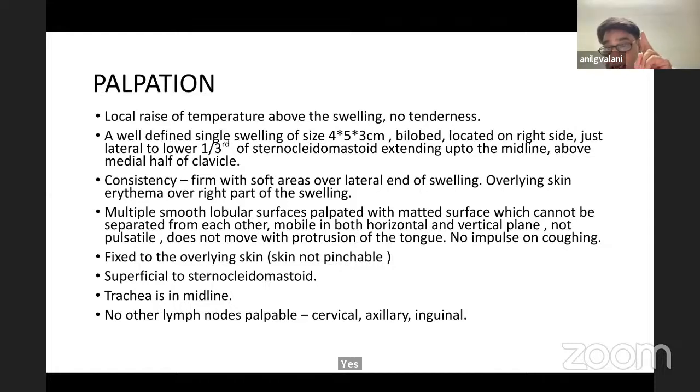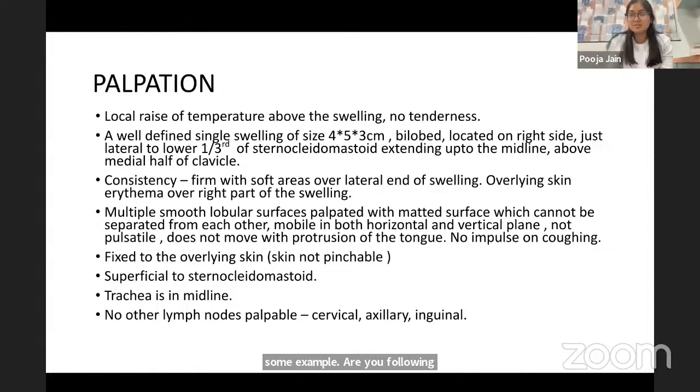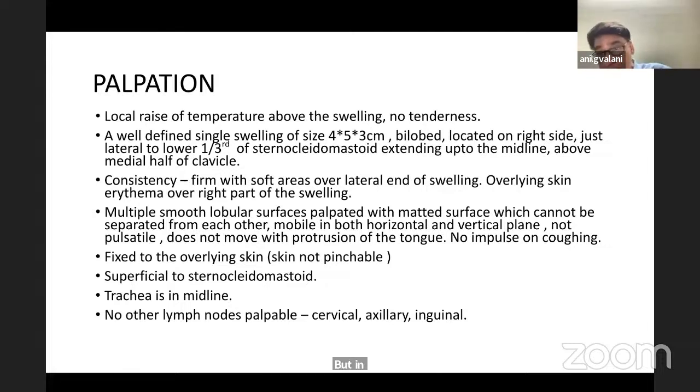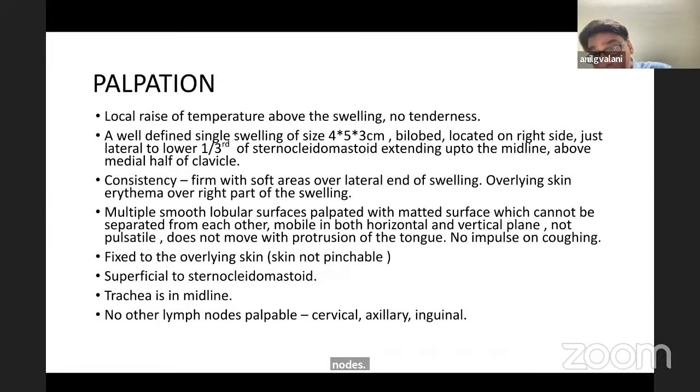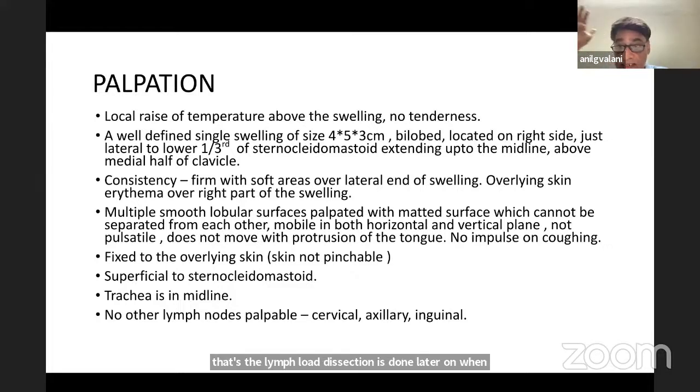Lymph node dissection in cancer is radical and it is done on the day of treatment itself, along with the primary. That is why we do commando operation, no? Are you following? In tuberculous lymph node, primarily you're not going to remove these lymph nodes. You will start AKT. So the lymph node dissection is done later on, when the drugs have not acted. Did you follow? So one lymph node dissection is radical and it is primary with the aim of cure on day 1 of the treatment. But on day 1 for tuberculosis, it is AKT.